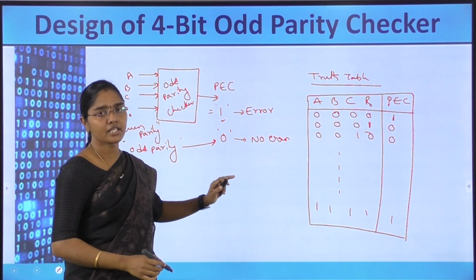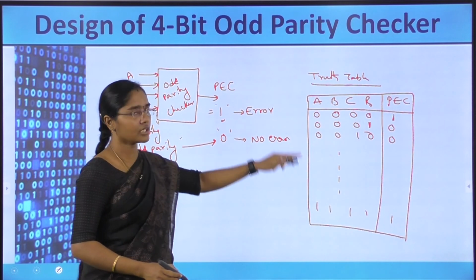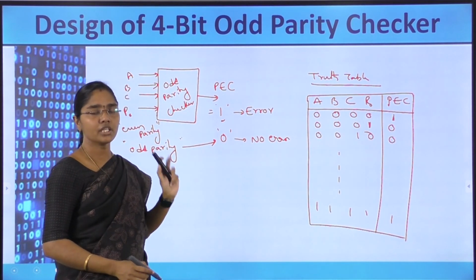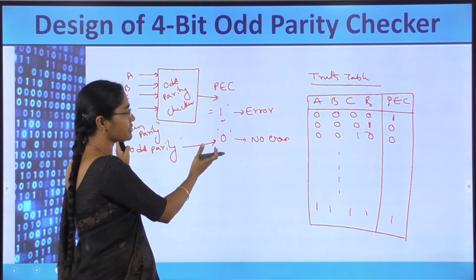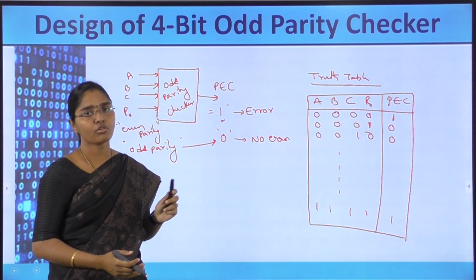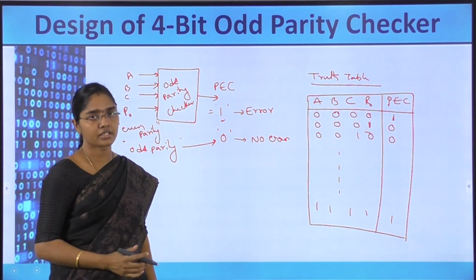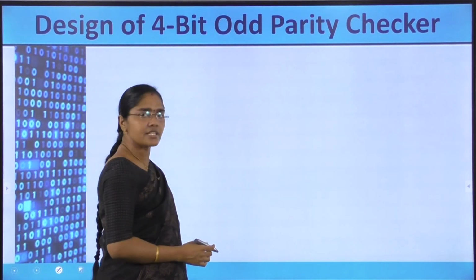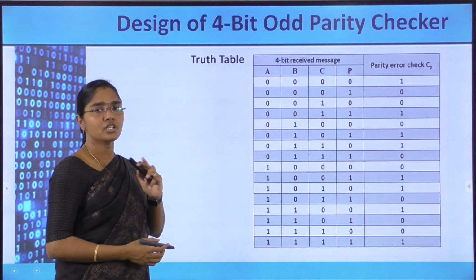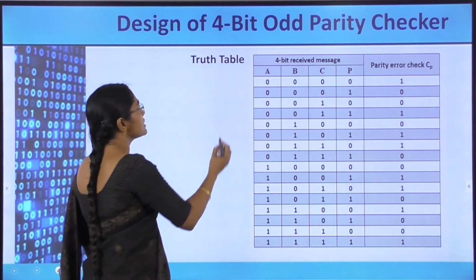Like this, the total truth table of the 4-bit odd parity checker is going to be filled with the help of the function definition. The first step is having a definition, and the second step is writing the truth table for this 4-bit odd parity checker. Let's see in detail this total 16 combinations truth table for the odd parity checker.